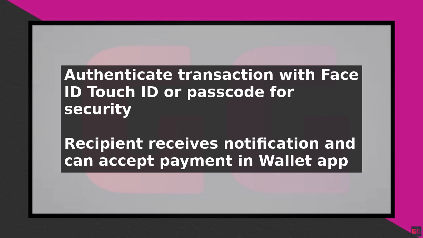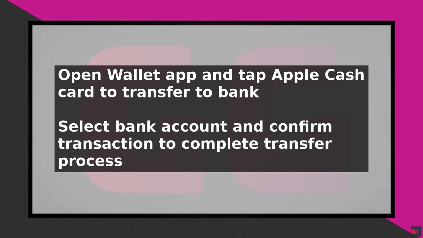To transfer money from Apple Cash to your bank account, open the Wallet app and tap on the Apple Cash card. Then tap on the three dots and select Transfer to Bank. Enter the amount you want to transfer and tap Next. You will be prompted to select the bank account you want to transfer the money to and confirm the transaction. The transfer may take 1 to 3 business days to complete, depending on your bank.